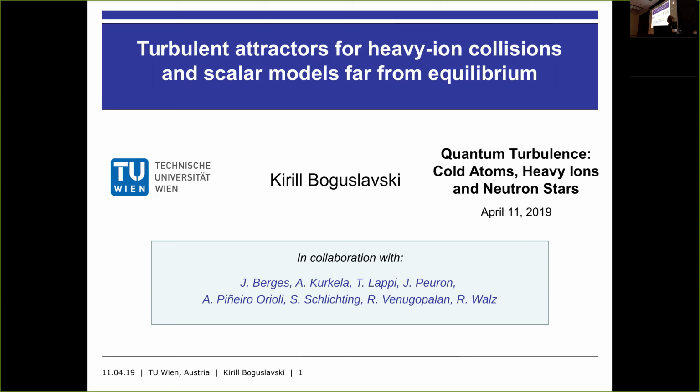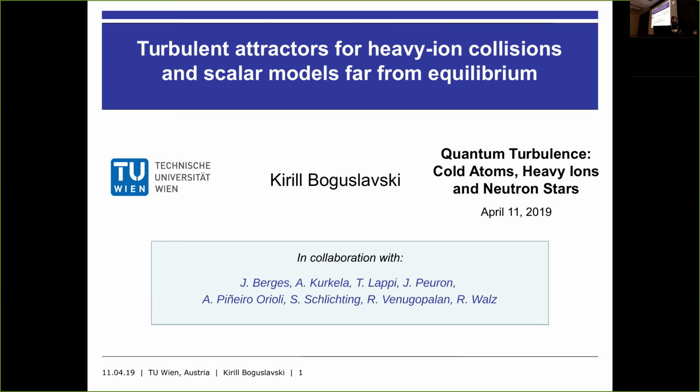This time I'm going to talk about, well, also about turbulence, but in a slightly different context, in the context of those systems that we could understand as similar to turbulence, basically. I will try to make a little bit of a link between heavy ion collisions and other scalar models that I usually use, GPE, relativistic scalars.